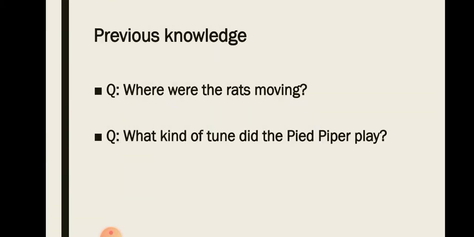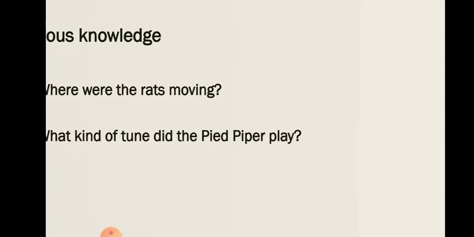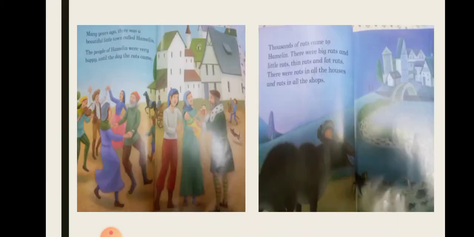Question 1. Where were the rats moving? And question 2. What kind of tune did the Pied Piper play? So, time to recap the story. Let's recap the story.